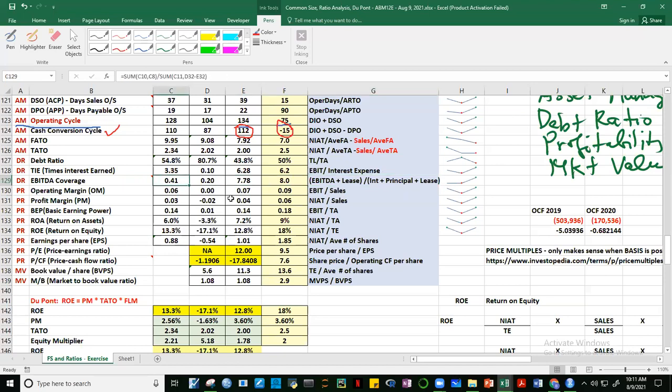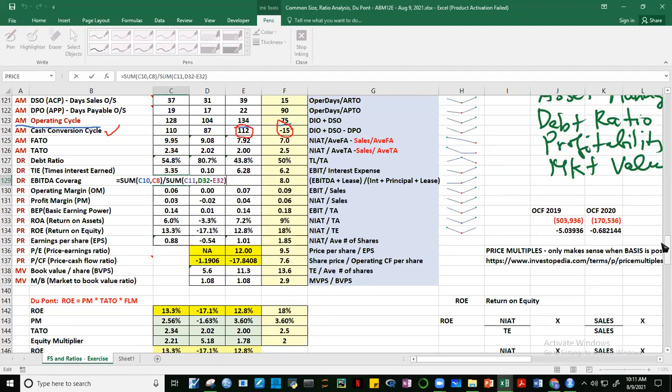Okay. So EBITDA coverage natin, for any questions guys? Did you compute for this? May differences ba tayo sa EBITDA coverage? Likewise guys, the higher the EBITDA coverage, the better. So how do we compute this?